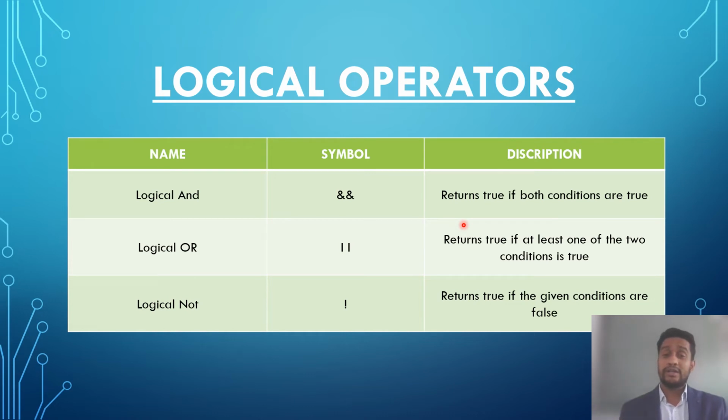So if both the conditions are true, it will return true; both conditions must be true. Or, in the or case, only one condition we want to be true, it's not necessary that both conditions be true. So it says return true if at least one of the two conditions is true, not if both conditions are false. Return true if given conditions are false.